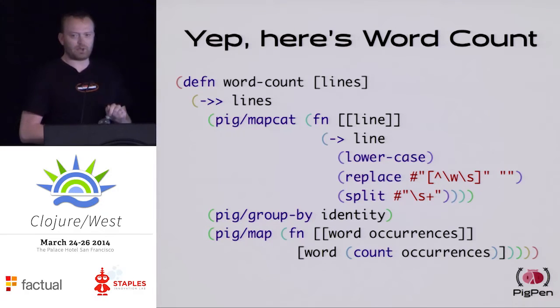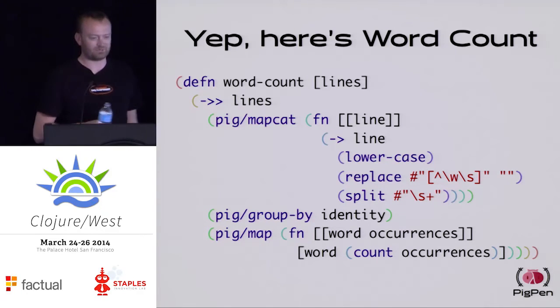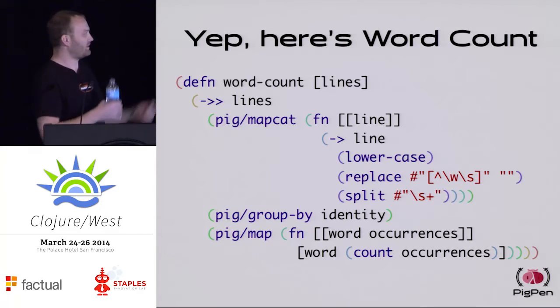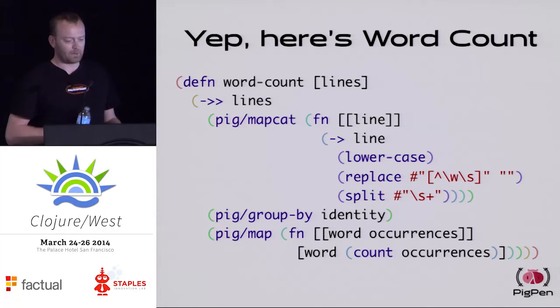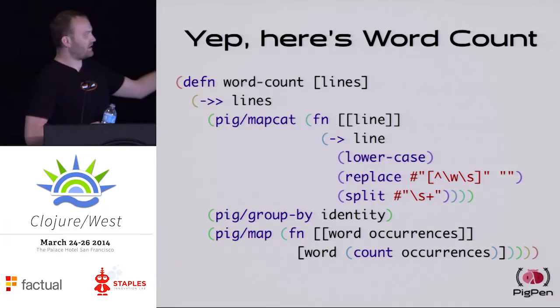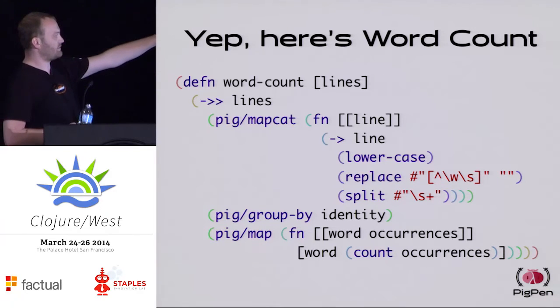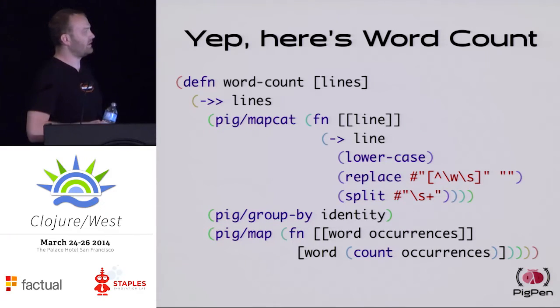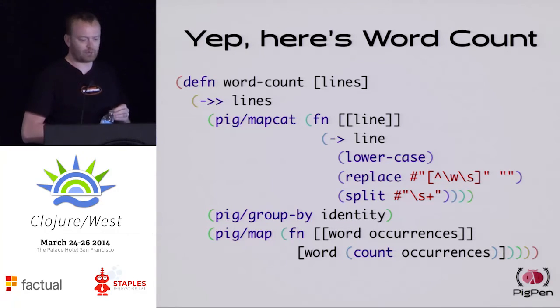Wouldn't have a talk about MapReduce without word count. So, yep, here's word count. The usual example for MapReduce. In this case, we have our word count function. Take some lines, we map cut over the lines. Each line, we split it, we do some normalization, et cetera, et cetera.